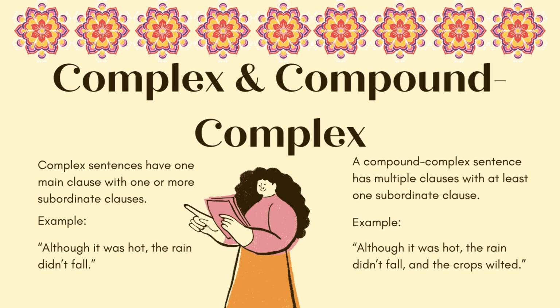Complex sentences use a main clause and at least one subordinate clause. Although it was hot, the rain didn't fall. A compound complex sentence has multiple clauses like, although it was hot, the rain didn't fall and the crops wilted.